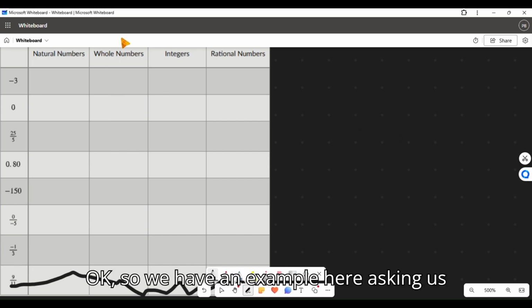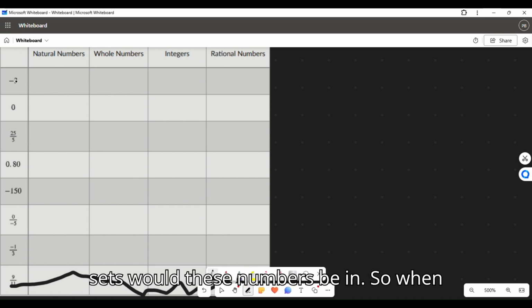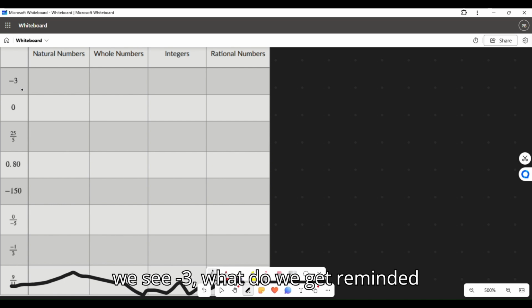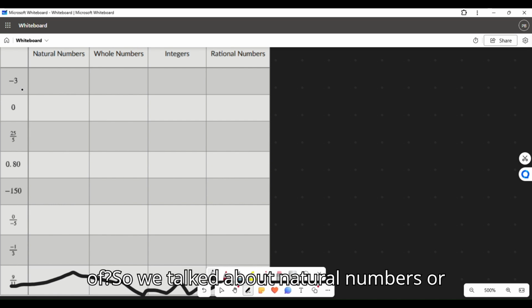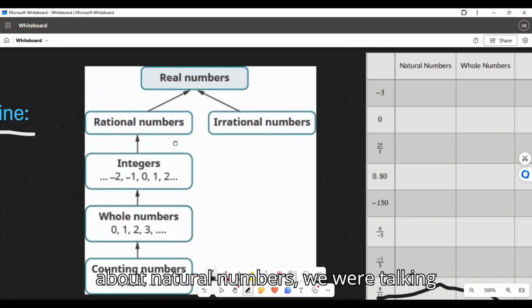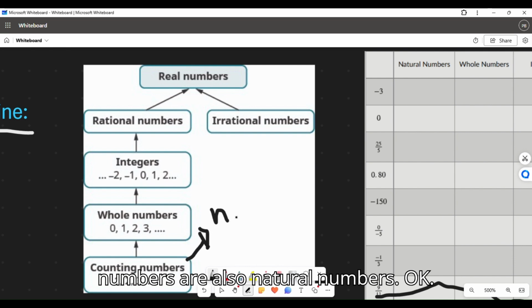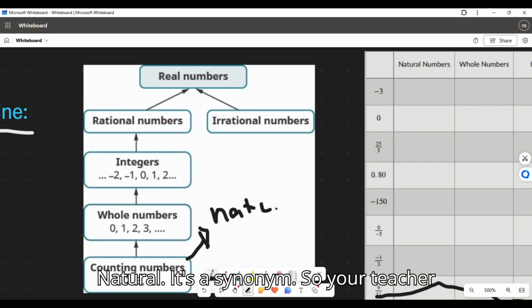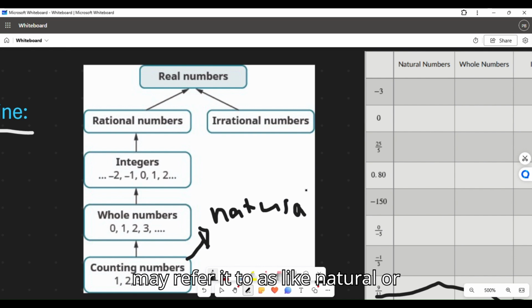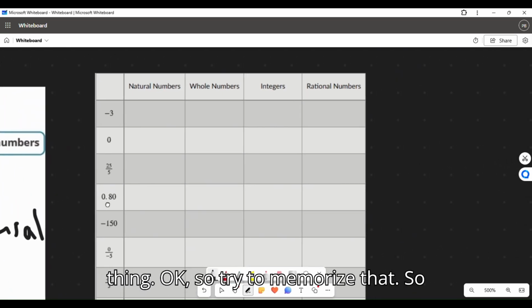Okay, so we have an example here asking us to identify which sets these numbers would be in. When we were talking about natural numbers, we were talking about counting numbers. Counting numbers are also natural numbers. It's a synonym. So your teacher may refer to it as natural or counting, but they're about the same thing, okay? So try to memorize that.